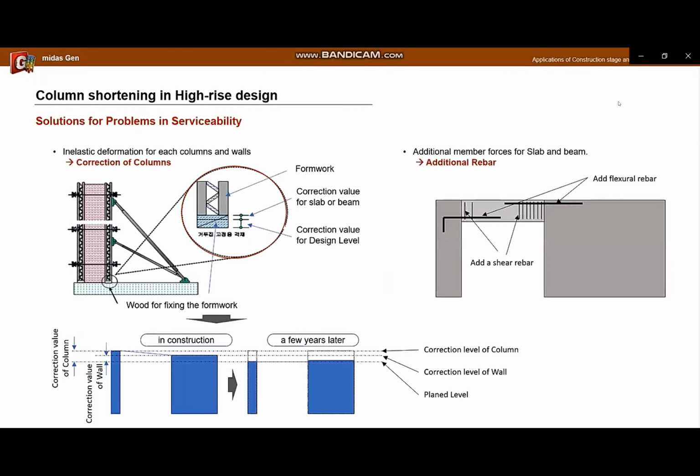Next is the solution for additional member force. Since this is not removed by correction, the additional reinforcing bars must be calculated through CS analysis at the design stage and reflected in the drawing.